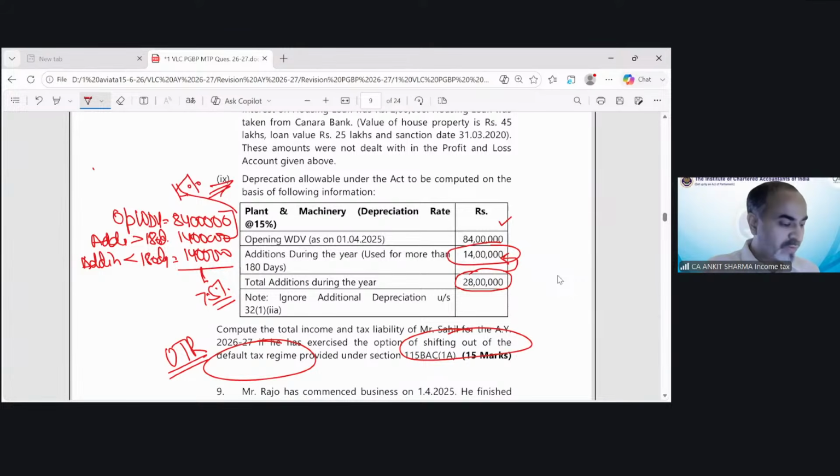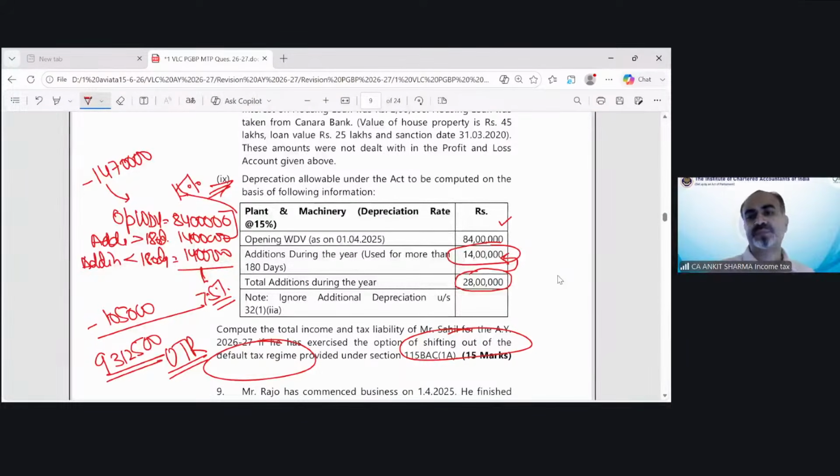on the above value, it would be 147,000, and the half depreciation would be 105,000. After reducing this depreciation, you will get your answer, which would be 93,125,000. I hope it's clear. Any confusion? Any problem in this solution? Please tell.